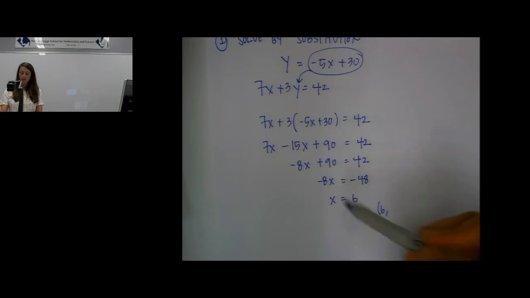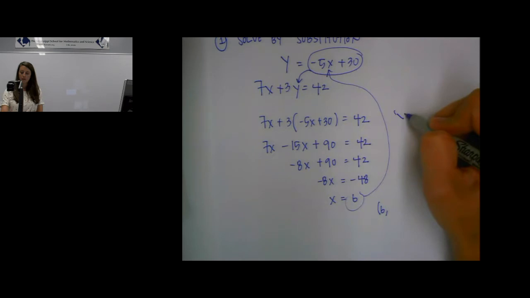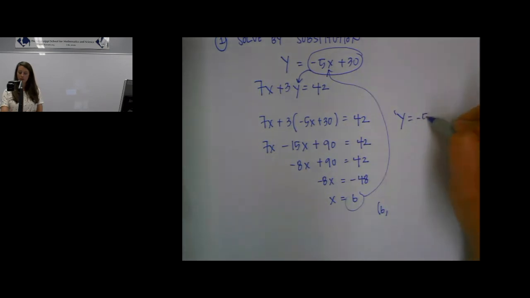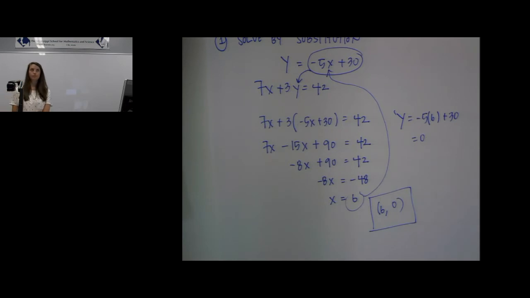Okay, so now I'm going to take this number and plug it in there. So I'm going to have y equals negative 5 times 6 plus 30. So negative 30 plus 30, so that will be a 0.